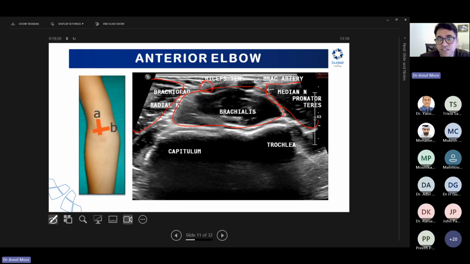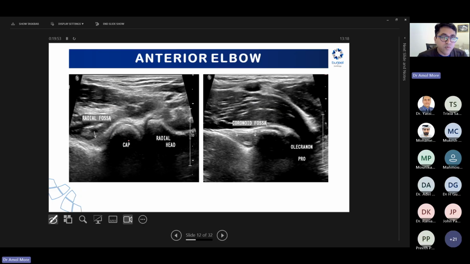The structures between the pronator teres and brachialis will be your median nerve here, and your brachial artery will be here adjacent to it. And on the lateral aspect, between the brachioradialis and brachialis, there will be the radial nerve here. These are the main structures we see along the anterior aspect when we keep our probe in the horizontal plane.